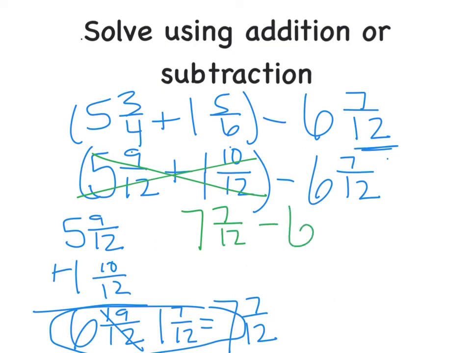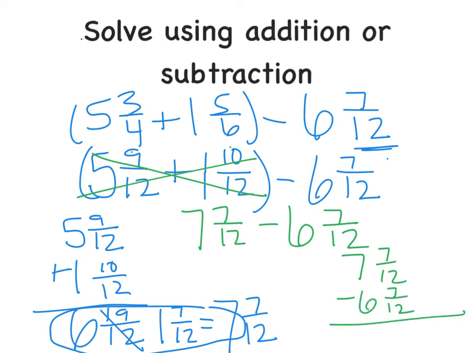Now I'm going to subtract 6 7/12 from that. 7 7/12 minus 6 7/12. Luckily, I don't need to regroup here. 7/12 minus 7/12 is 0 twelfths, and 7 minus 6 is 1, so my final answer is just 1.